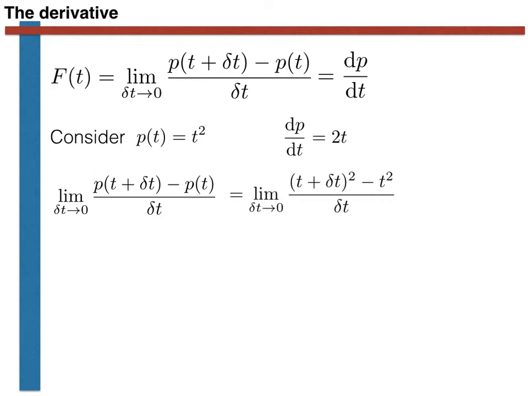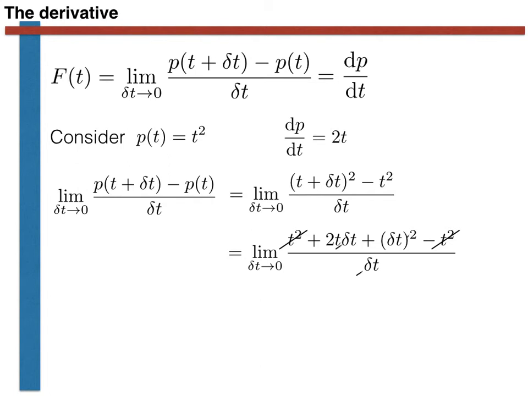Expanding out the brackets, we arrive at a numerator of t squared plus 2t delta t plus delta t all squared minus t squared. The plus t squared and minus t squared terms in this expression cancel. In addition, we can cancel factors of delta t that appear in the numerator and denominator. This leaves us with the following limit to solve. The limit of 2t plus delta t as delta t tends to 0. Obviously, this is simply 2t.